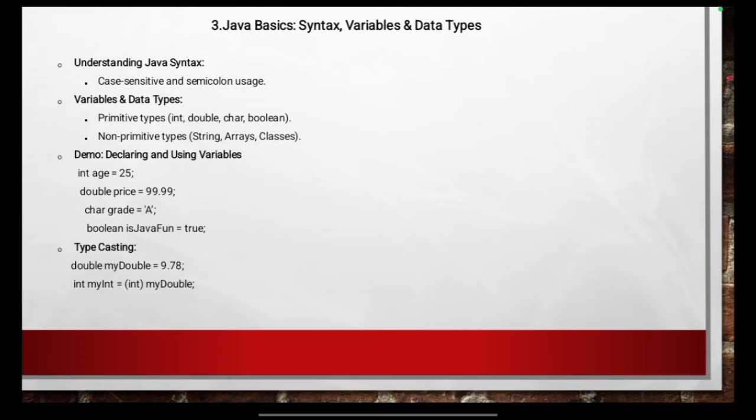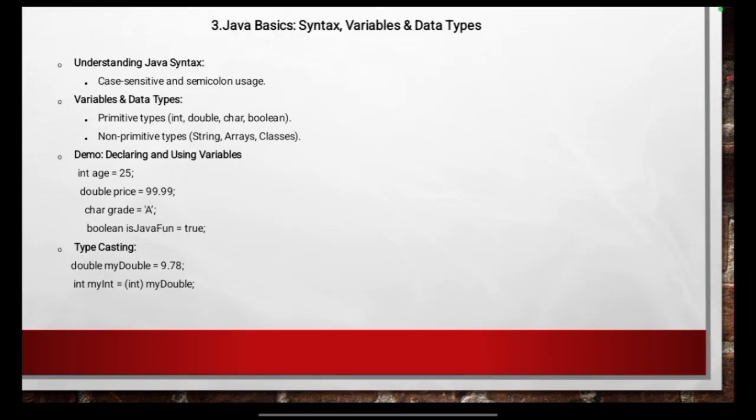Non-primitive data types: these are more complex and include string, a sequence of characters, example: "Hello World", arrays, classes and objects. Example: int age = 25, double price = 99.99. In the above code, age holds an integer value. Price holds a decimal number.